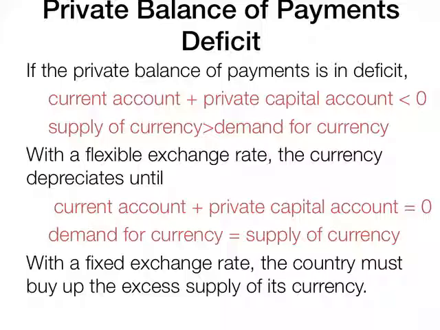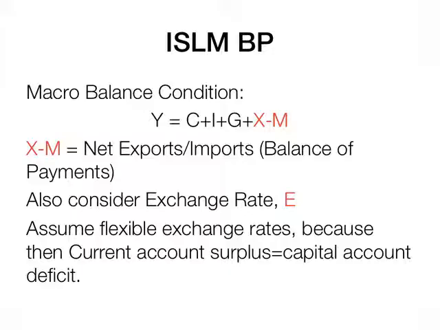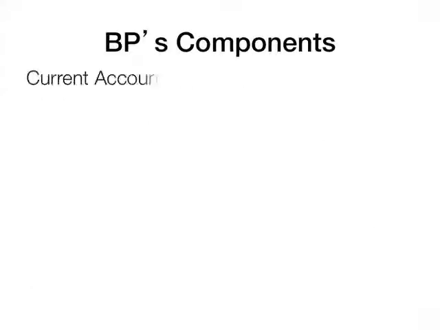So, with a fixed exchange rate, a country has to buy up an excess supply of its currency. And this implies the following. If it is the case that Y is equal to C plus I plus G plus X minus M, then you also have to consider the exchange rate, E. If you assume flexible exchange rates, and for the European Union as a whole, of course, there are flexible exchange rates. We're just a region in there, the same way California doesn't have its own exchange rate. The current account surplus is always equal to the capital account deficit, and we have this.